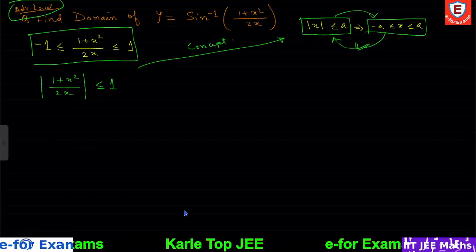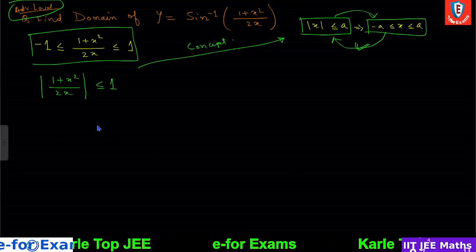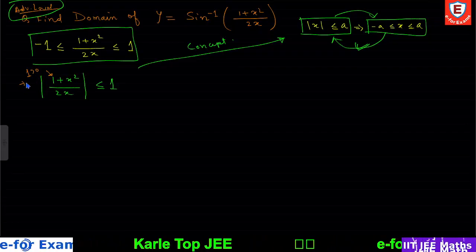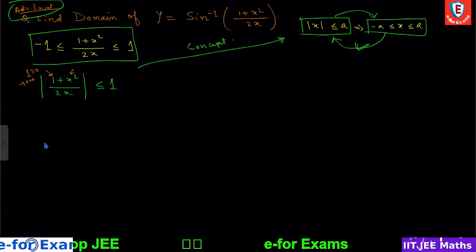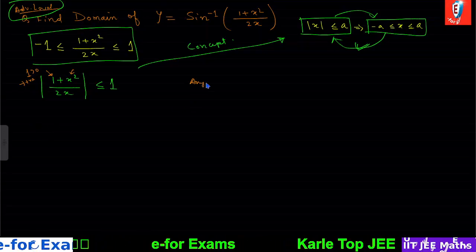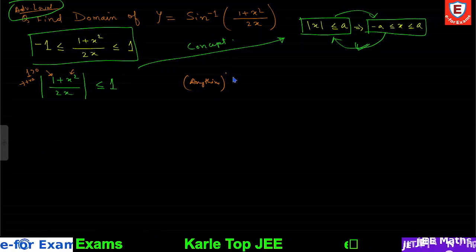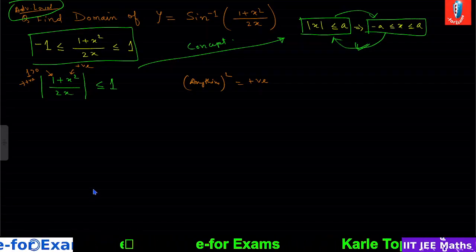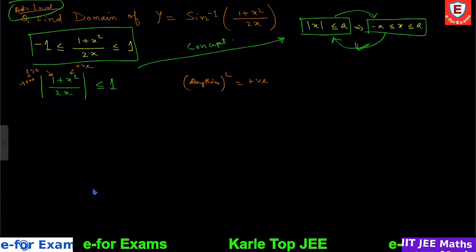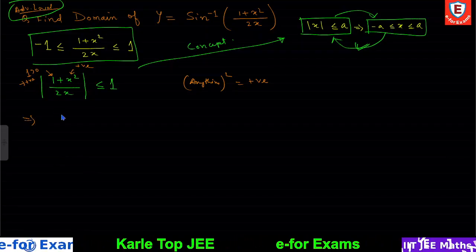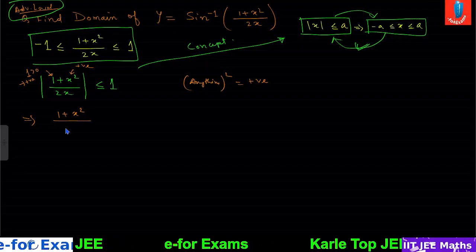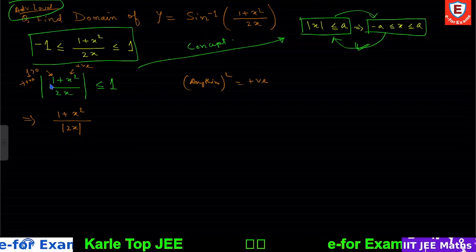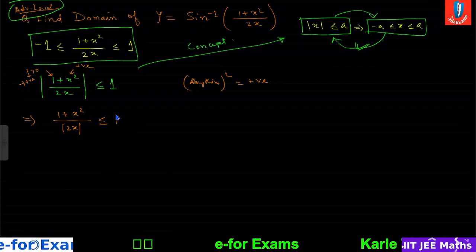Now let us observe the numerator and denominator here. Numerator here, 1 is always greater than 0, right? That means 1 is nothing but positive. X square, anything square, the output is always positive, so this is also positive, so the numerator is positive, right? So we can remove mod from the numerator. 1 plus x square divided by mod of 2x, less than or equal to 1.